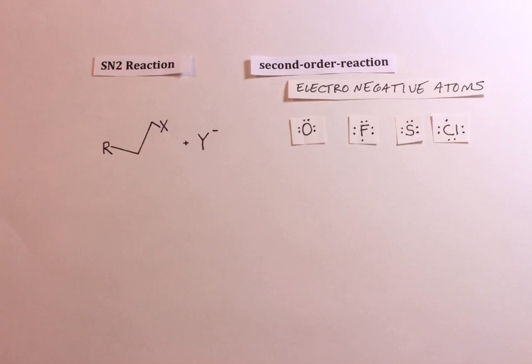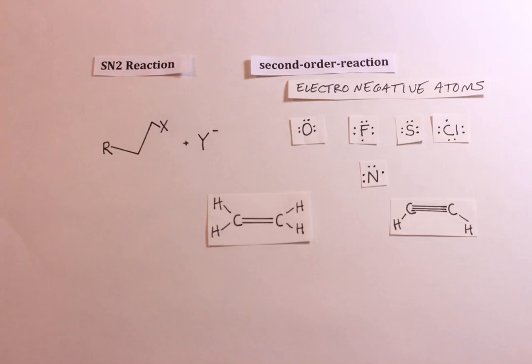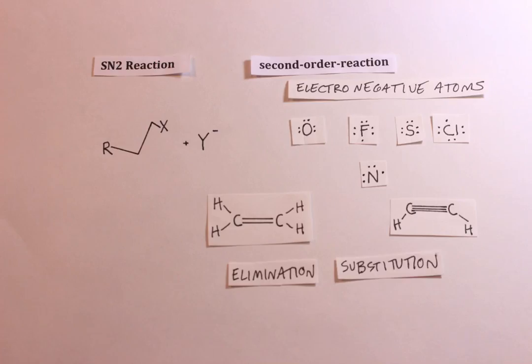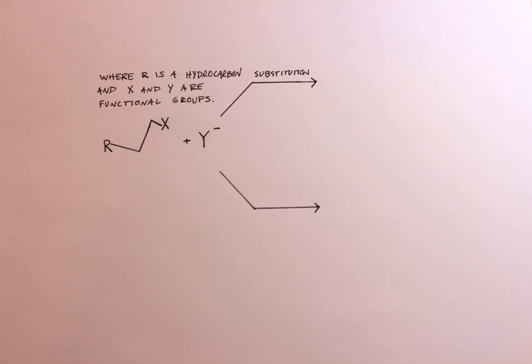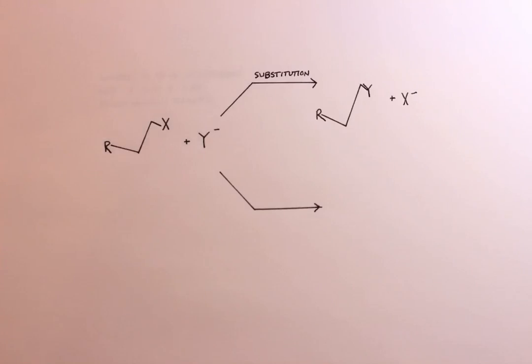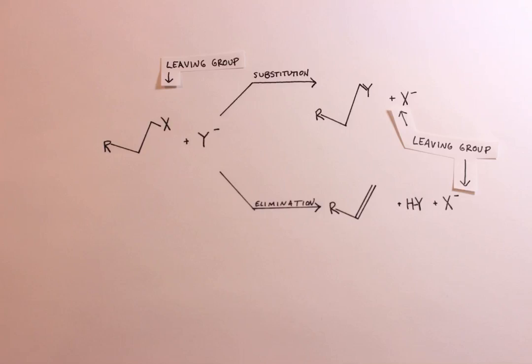Anytime an organic compound has a highly electronegative atom within it, or an electron withdrawing group like a double bond or a triple bond, it can undergo an elimination or substitution reaction. In a substitution reaction, the functional group is replaced by another atom or group. In an elimination reaction, the functional group is eliminated along with a hydrogen from an adjacent carbon. The atom or group that is replaced or removed is called the leaving group.